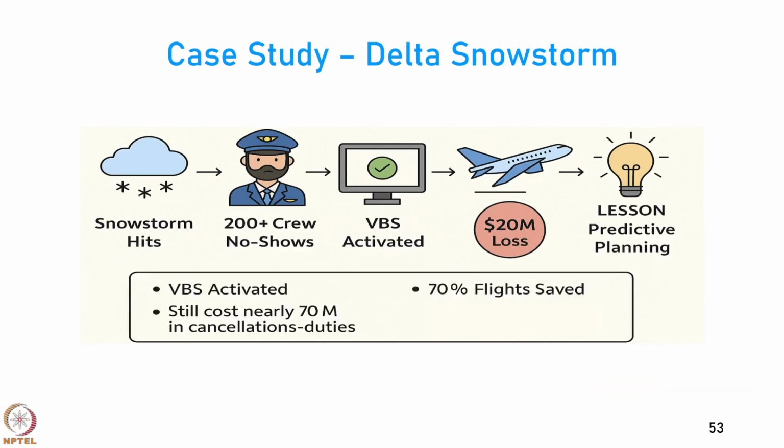Now, when you activate the VBS, 70% of flights were saved, but still it has a lot of financial implications in the cancellation duties. So you were able to recover 70% of flights because of the VBS, but still there was a huge financial price to be paid.